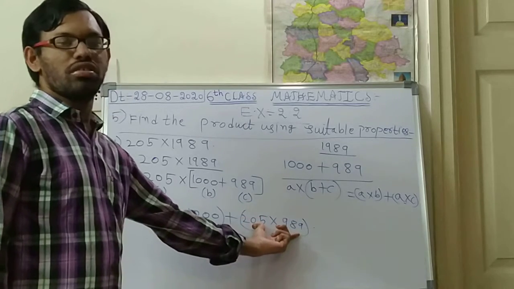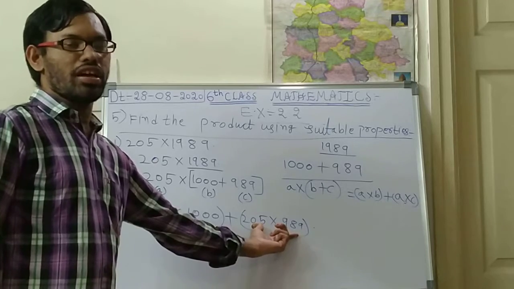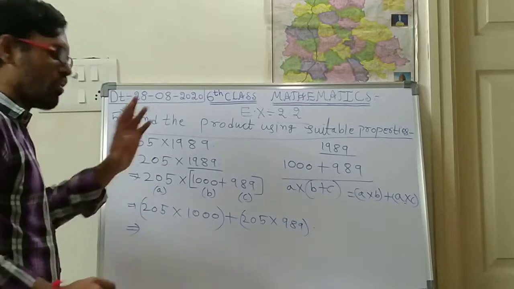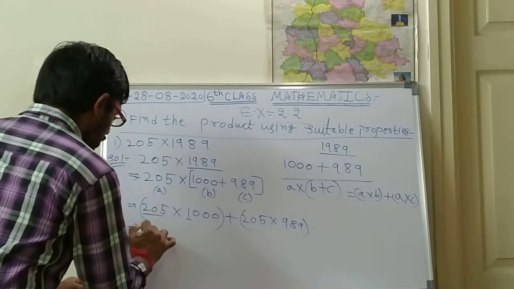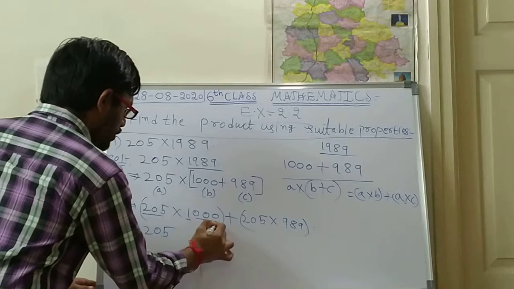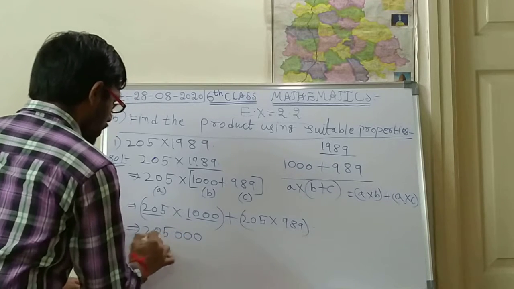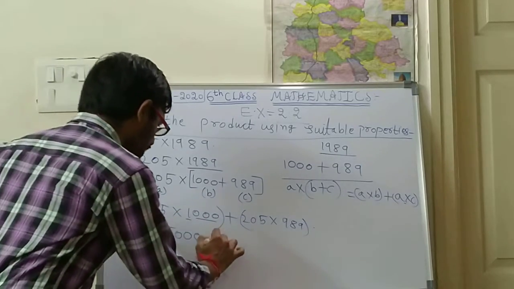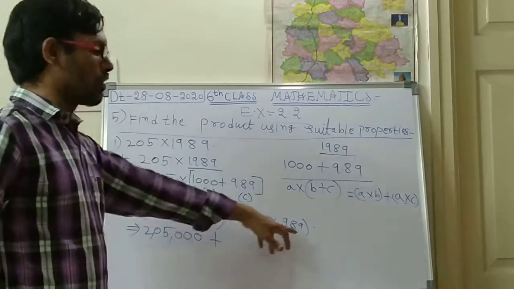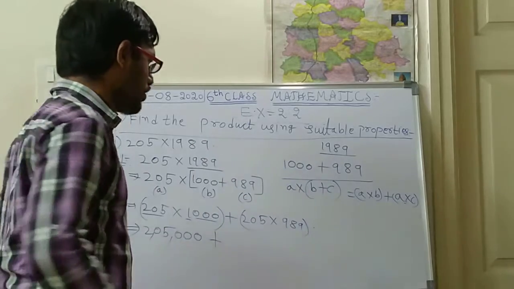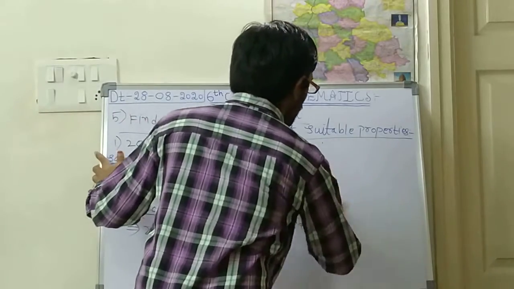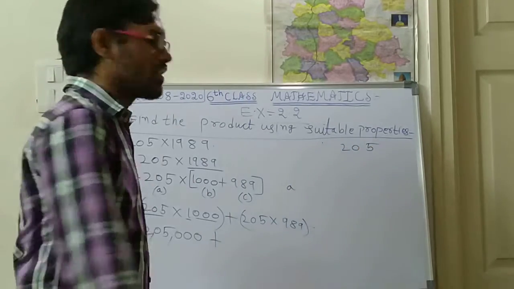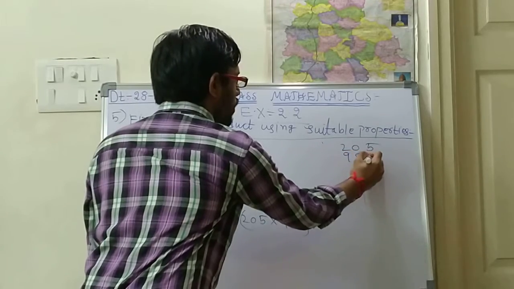Here you should struggle somewhat hard to get the correct result. Now 205 into 1000. 205 into 1 is 205. How many zeros here? 3 zeros. So 2 lakhs 5000 is this answer. Plus this one, 205 into 989. Here you have to struggle somewhat hard. If you know multiplication of 3-digit numbers, you can do it on your own.